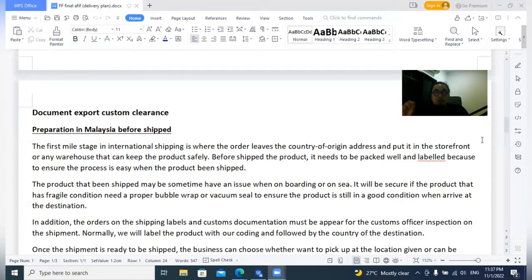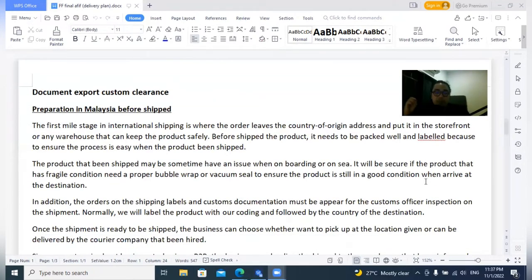Products in fragile condition need proper bubble wrap or vacuum seal to ensure the product is still in good condition when it arrives at the destination. Because leather is very sensitive to water and moisture, it needs a vacuum seal. In addition, the shipping labels and customs documentation must appear for the customs officer's inspection of the shipment after the product arrives at the destination country.